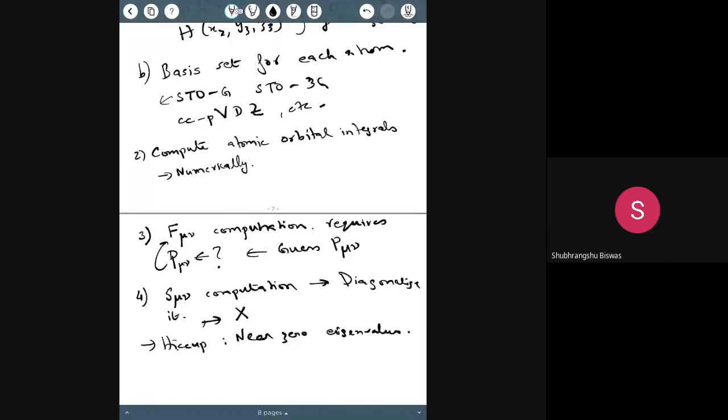And when I encounter linear dependence, diagonalizing my overlap matrix will give me near zero eigenvalues. So that is not good, because this will then create problems when I diagonalize my transformed Fock matrix as well.